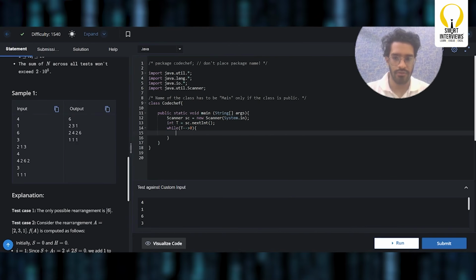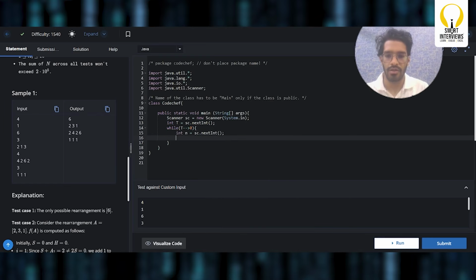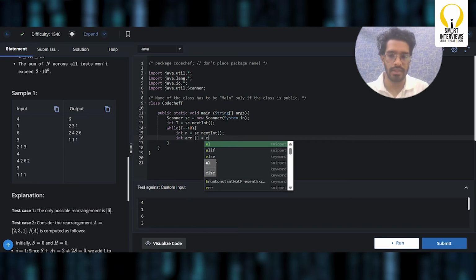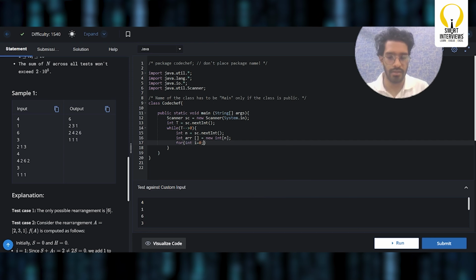let us try to write the code for the solution. So you are taking t. I've already written the format for writing the scanner class and writing a loop for test cases. After this, first line of input would be your length of the array. Then you will need to declare an array of size n. The array size is n. You will need to run a for loop and take the input into the array. So array of i is equal to sc.nextInt.